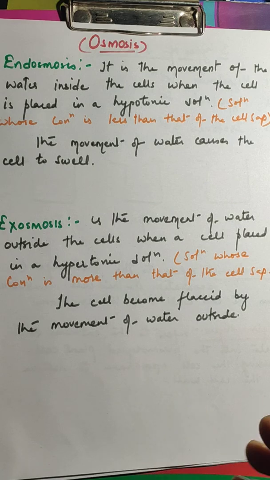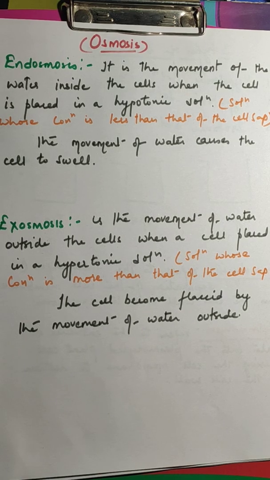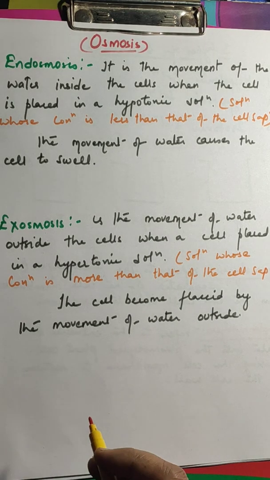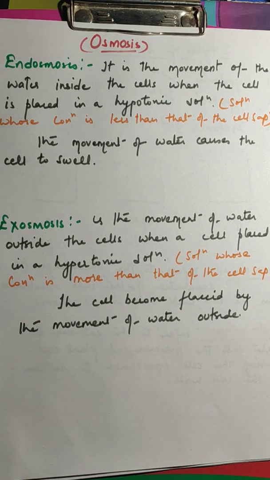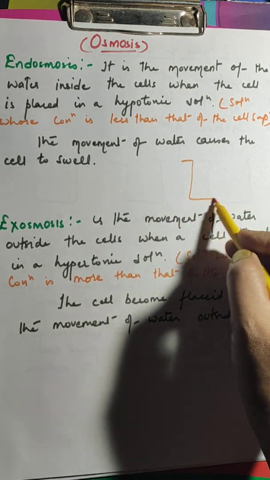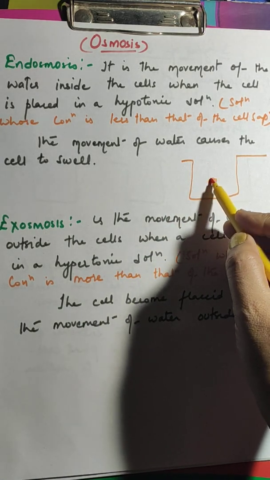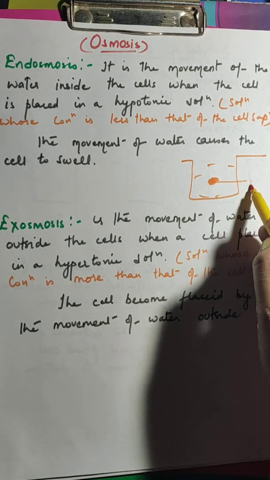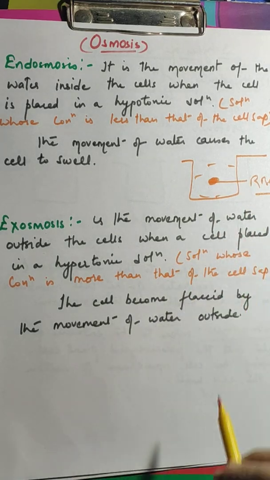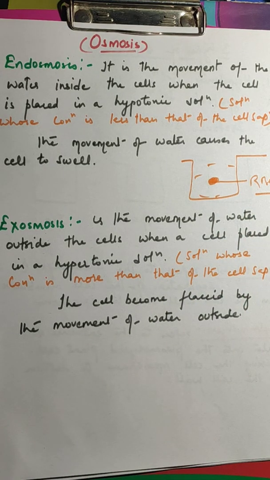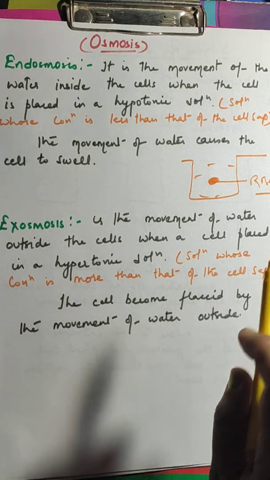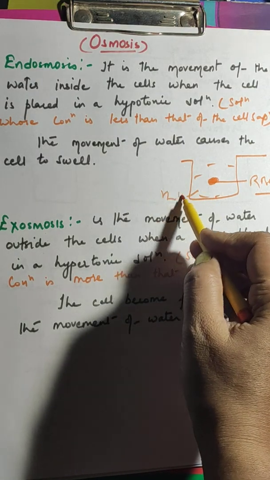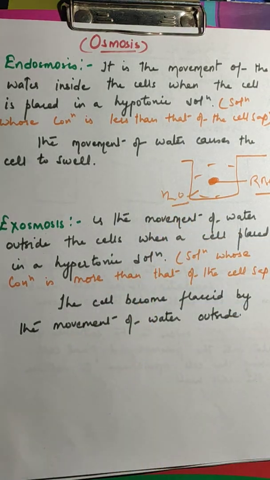Okay, endo means entry. So what does it mean? Movement of water molecules inside the cell. So suppose we place a red blood cell in a beaker. This is the RBC. Suppose you place an RBC in a beaker filled with water. This is water. So what will happen?